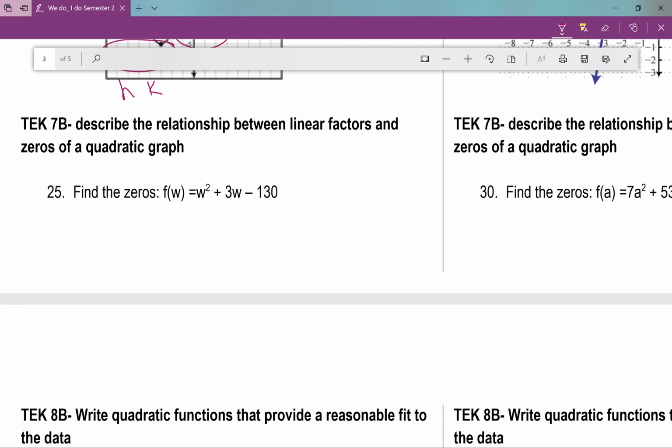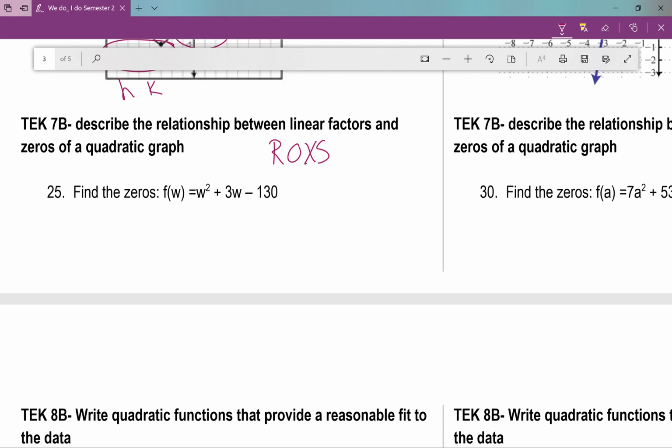Okay, number 25 says, describe the relationship between linear factors and zeros. So here we're finding the zeros of this function. Remember, zeros is the same as solutions. Or remember the acronym ROCKS: roots, zeros, x-intercepts, and solutions.